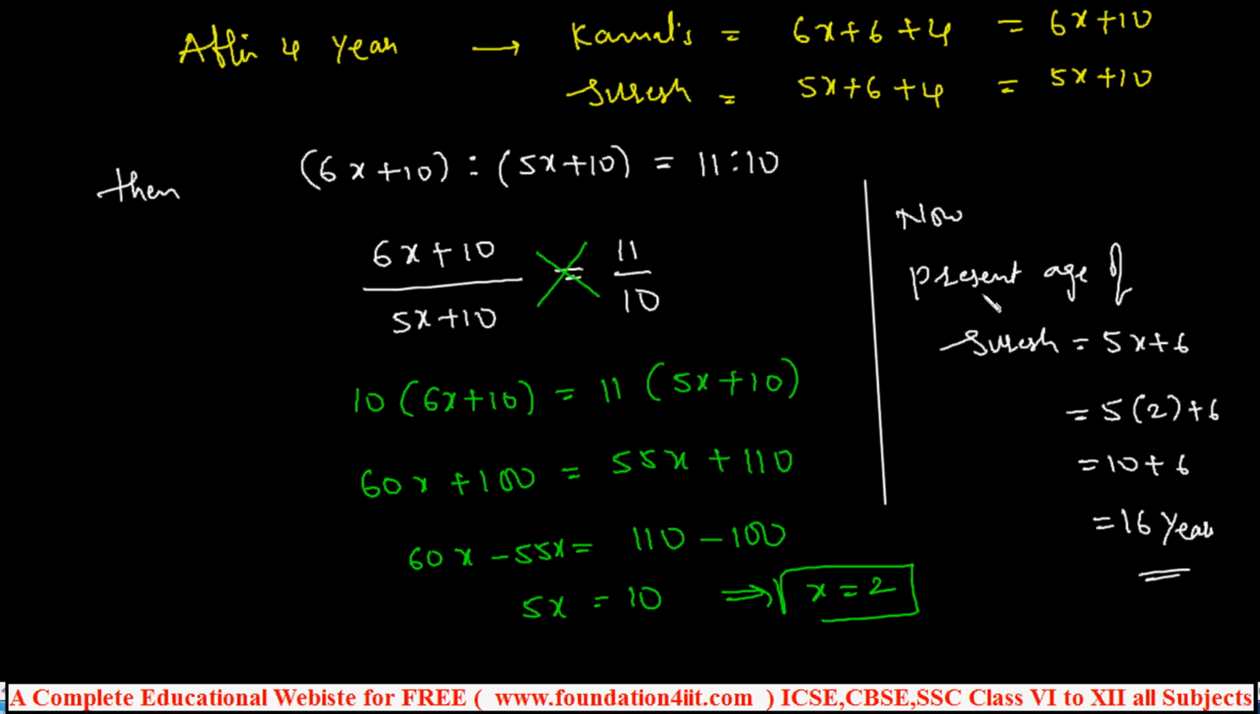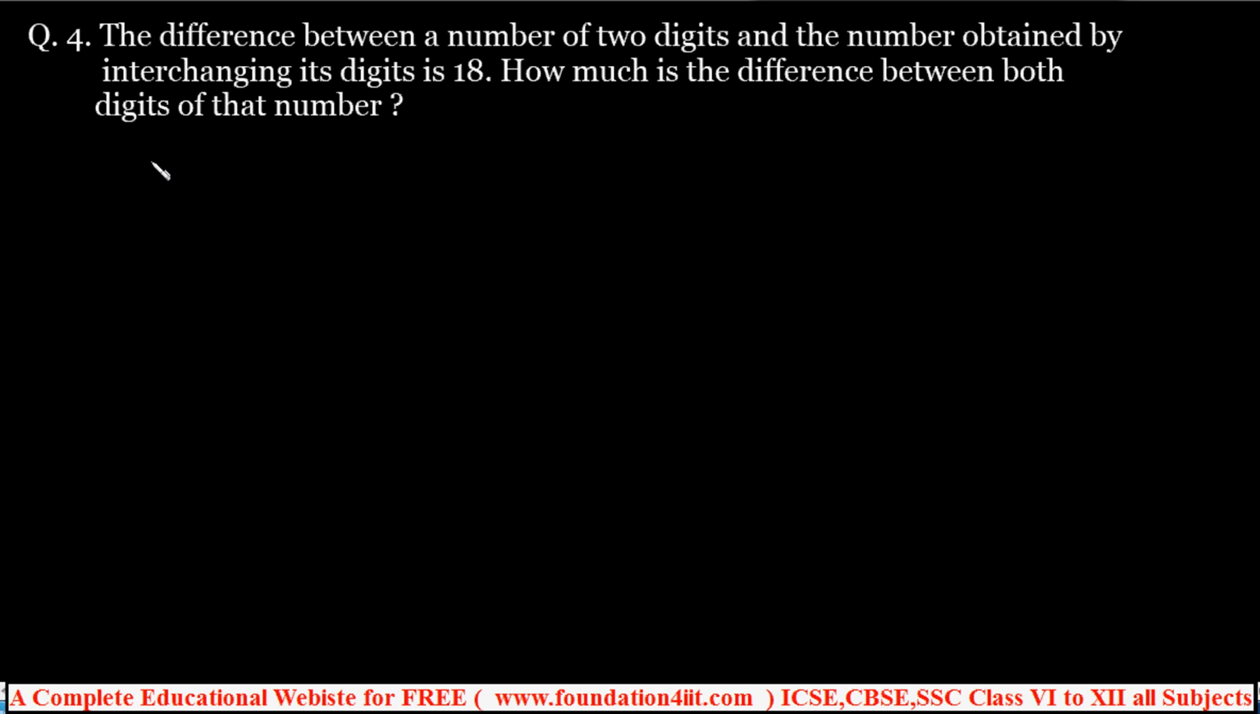And a few more problems about digits and interchanging the digits. Those types of questions we will also see in two sums. When you see questions based on digits: the difference between a number of two digits and the number obtained by interchanging its digits is 18. Two conditions are given. How much is the difference between the two digits of the number?